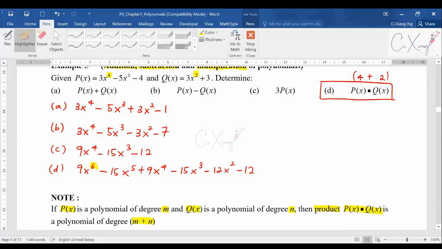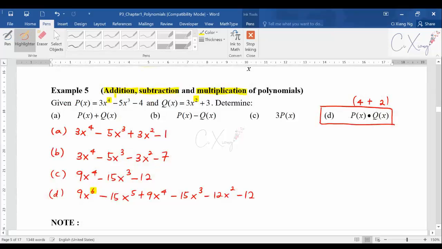So when you multiply two polynomials together, the degree of the answer is the degree of p plus the degree of q. It is quite basic, but make sure you know what degree you get when you multiply two polynomials together. All these are very basic operations and basic terms that you should know about polynomials. Here we include addition, subtraction, and also multiplication.